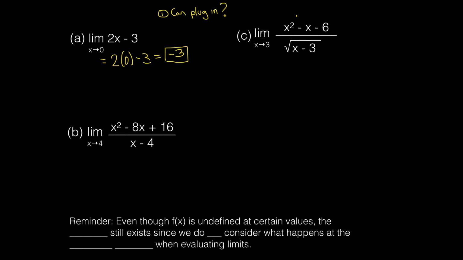Okay. Now, what about this thing? Let's go in order. Can I plug in 4 right away? Well, no, because I'd get something over 0 because I have x minus 4 in the denominator. So then I have to take my second step, which is use a remedy, one of the things we talked about in the previous slide.